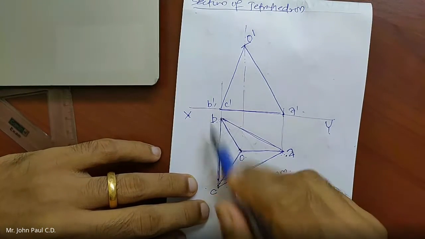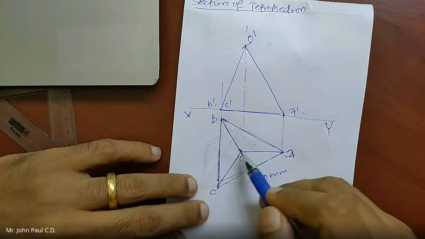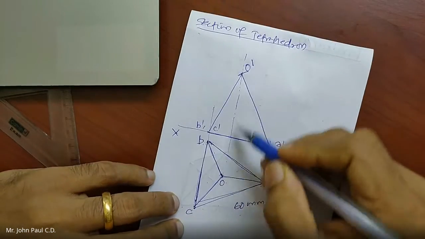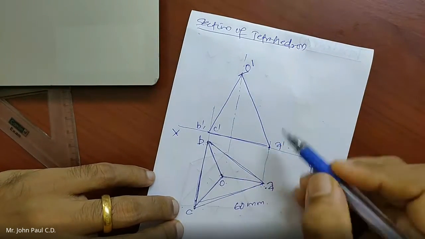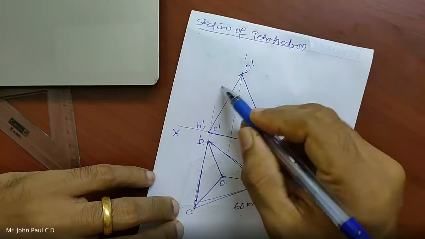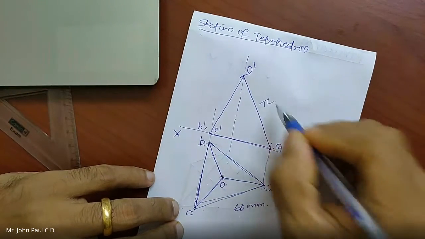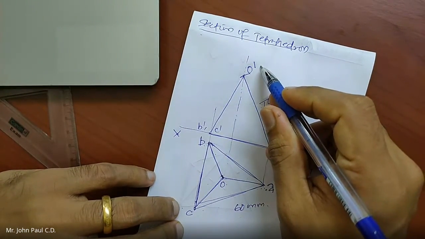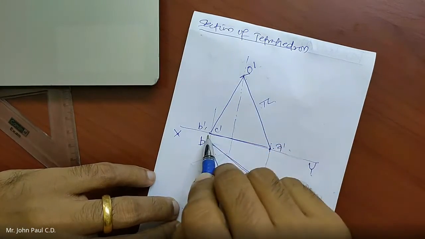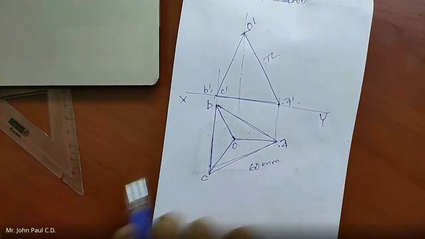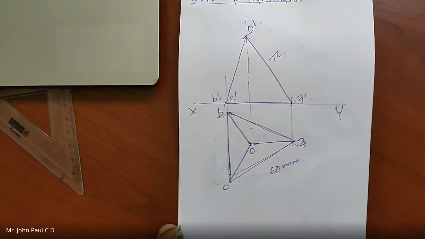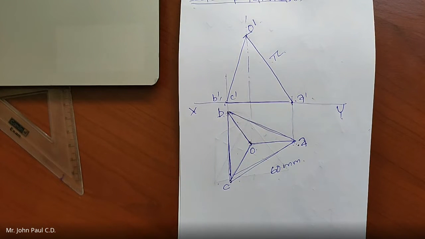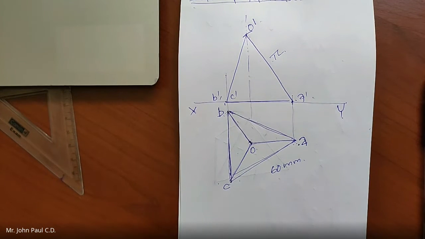You draw an equilateral triangle, find the center, and draw this line for finding O dash. And from A dash, you can mark the true length, which is 60 mm. You'll get O dash here. From there, you can join to B dash, C dash, and complete that triangle. Can you draw this? Yes, sir. Yes, please do draw. After that, I'll show which shapes we will get while sectioning the tetrahedron.